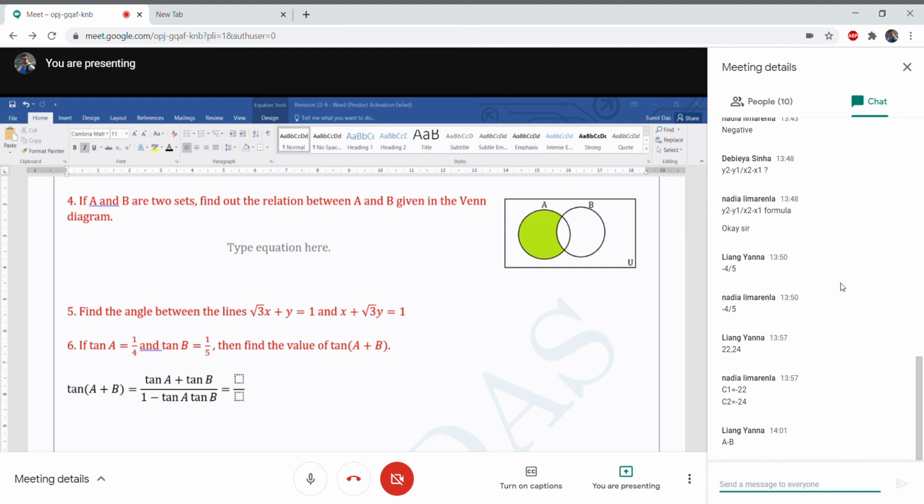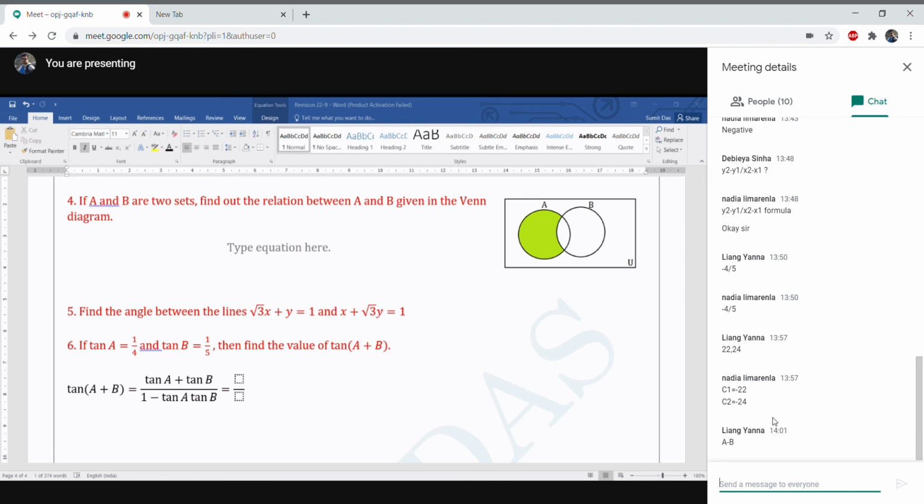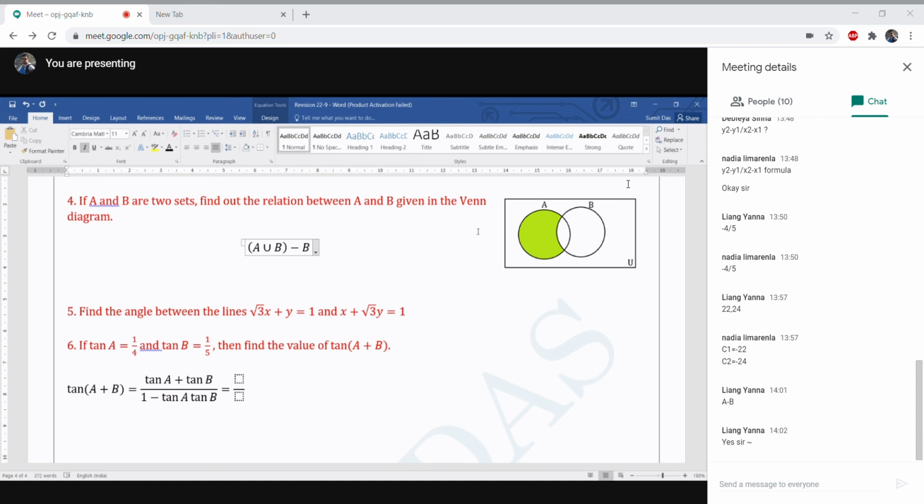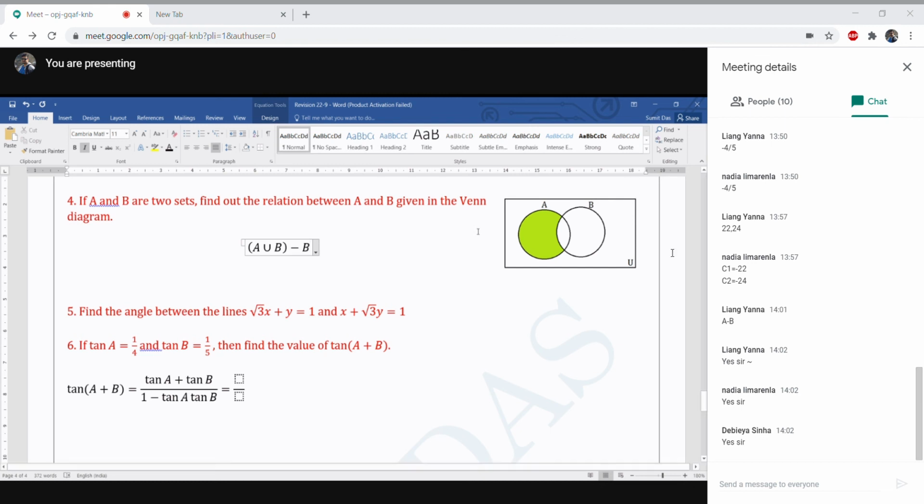A minus B. Yeah, A minus B is also correct. Everyone got this, A minus B. Anything else? Can I write this one? Is mine correct? A union B minus B. Is it correct? Whatever I'm writing, is it correct? Yes, this is also correct. Yeah, A minus B is also correct.